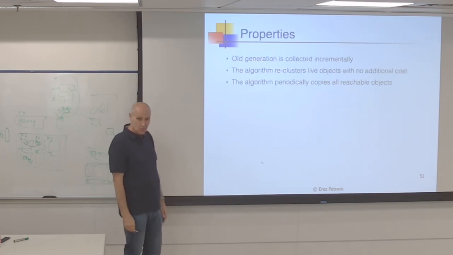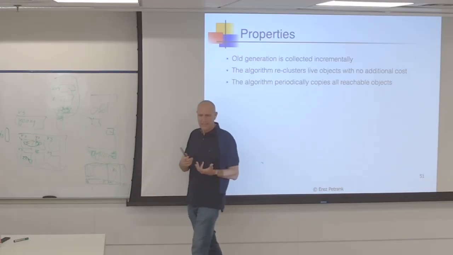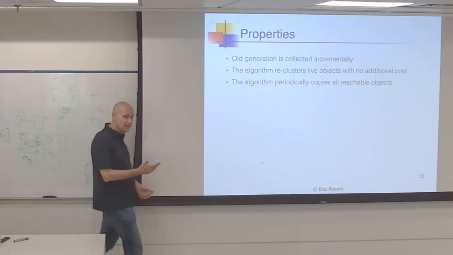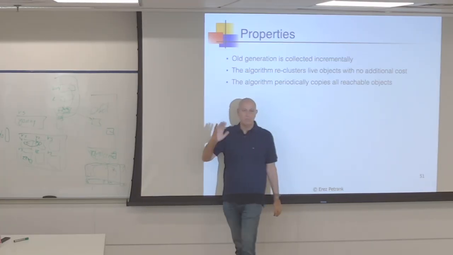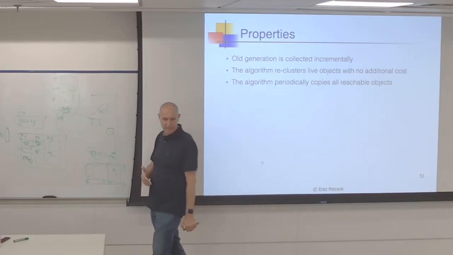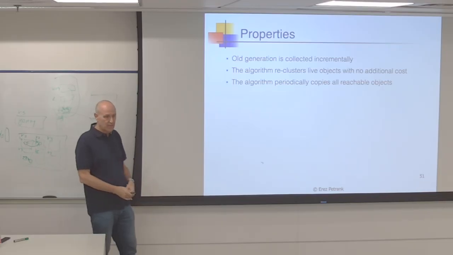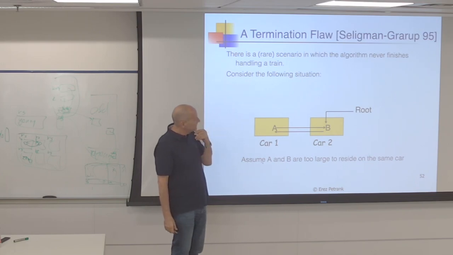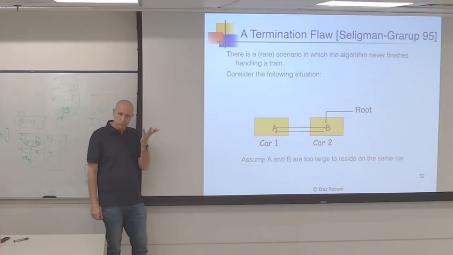Okay, so there is a bug in this algorithm. And the bug is not that it will be incorrect, but it will not make progress. There is a very improbable way. It will not happen in real life. And even if you wanted to write a program that will create this progress bug, it will be very difficult for you. And this was found by Seligman and Grarup a bit later. So let's see how it works.